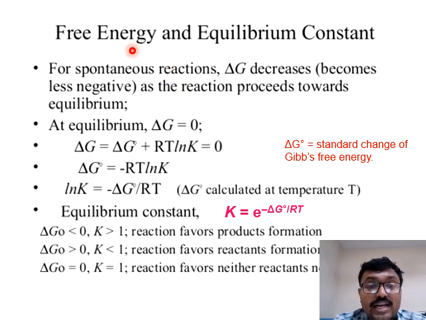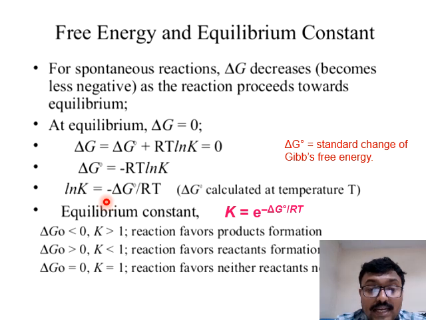Next one, the relation between free energy and the equilibrium constant. For a spontaneous reaction, delta G should be less than 0. For equilibrium, delta G would be equal to 0. Now, standard free energy is defined as delta G0. There is a relation between standard free energy and the equilibrium constant. That is, delta G0 is equal to minus RT ln K. So in that way, we can calculate the equilibrium constant.